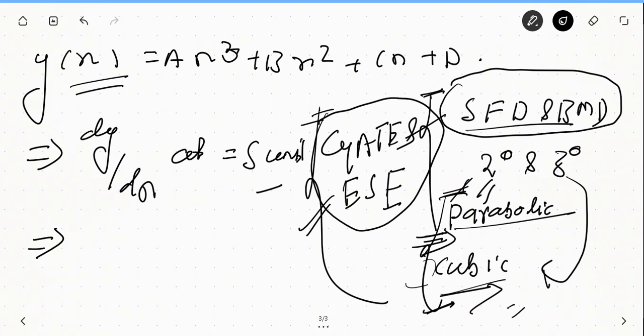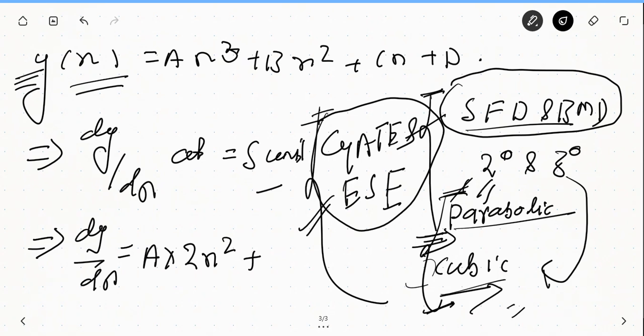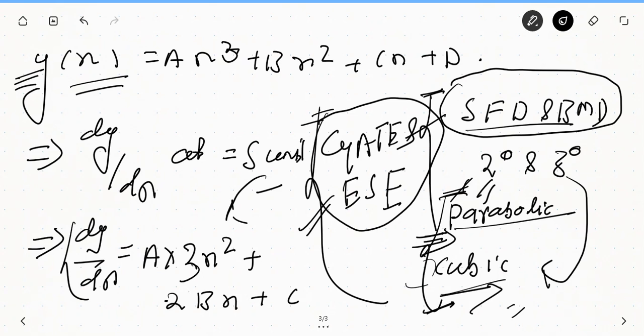You will find the derivative of this particular function, which I have written here. Now if you find the derivative of this function, what will you get? dy by dx equals a into 3x square plus 2bx plus c. You will get this one. Now if you substitute x equals 5 unit, you will get a particular value of slope, and that will be the slope of the curve at x equals 5 unit. Understood?